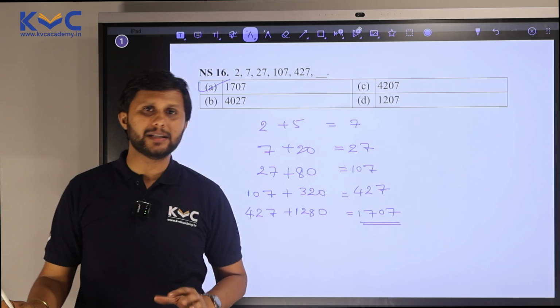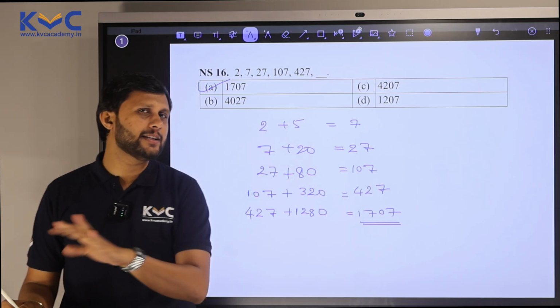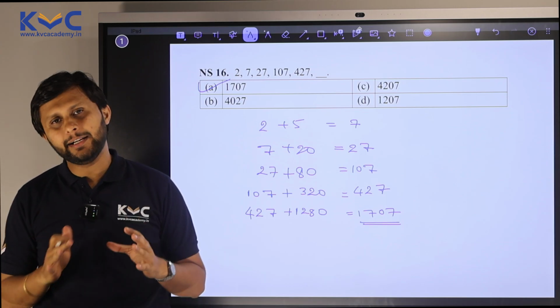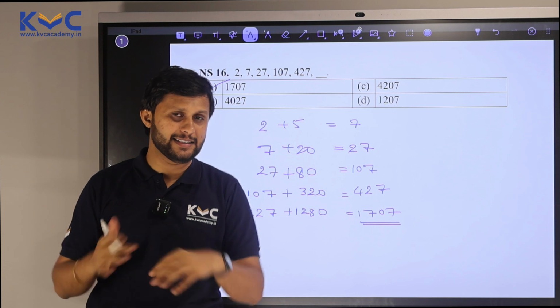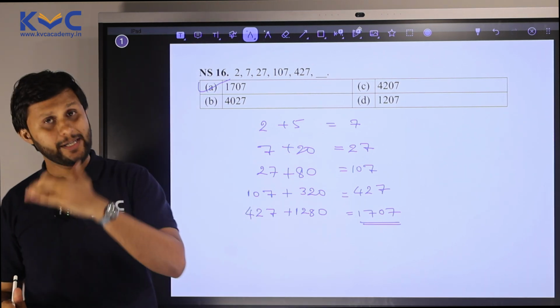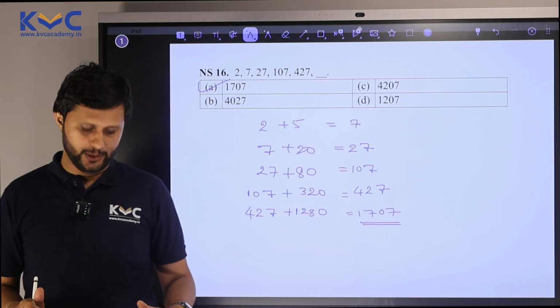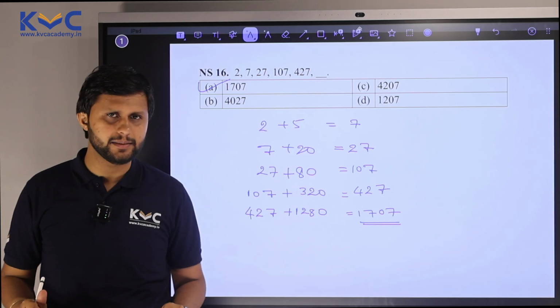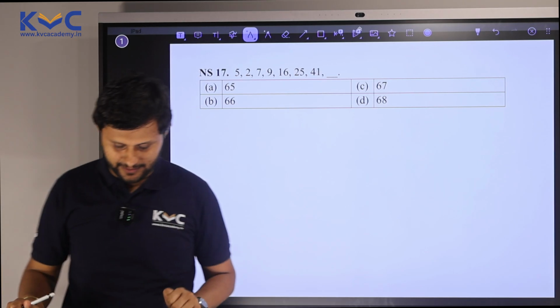So what we are doing over here is we are adding the numbers, but the numbers that are added are not constant. Every time we go to the next number, we are multiplying the previous difference, that is the number that we are adding, with 4. So 5, 20, 80, 320, and 1280. That was 16. Sweet. Let's go to the next question, question number 17.